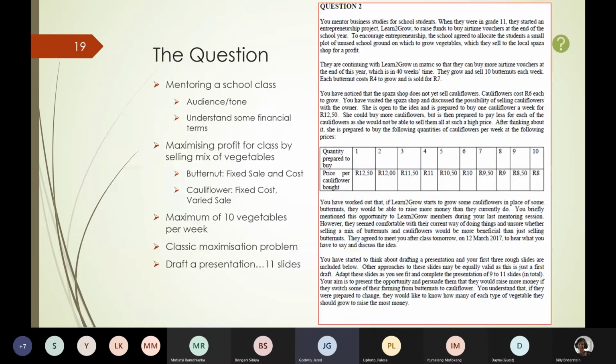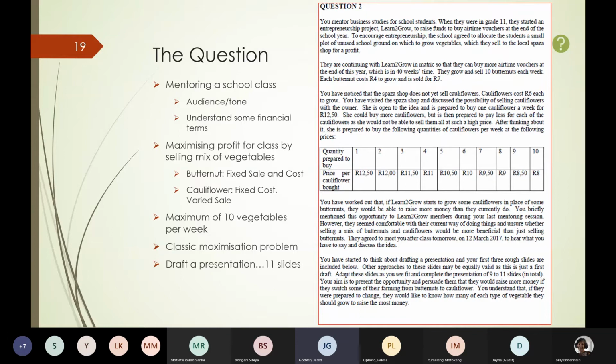Okay, so this question was quite an interesting one, actually. If you do it without exam stress, I guess it was quite a fun one. It was very much about finding the most profitable outcome, or maximizing profit. You're mentoring a school class, so when it says you're a mentor for business studies for the school, you have to start thinking that your audience is a class. And when you read through it, you see they were in grade 11 but are now in grade 12, so they're a matric class.